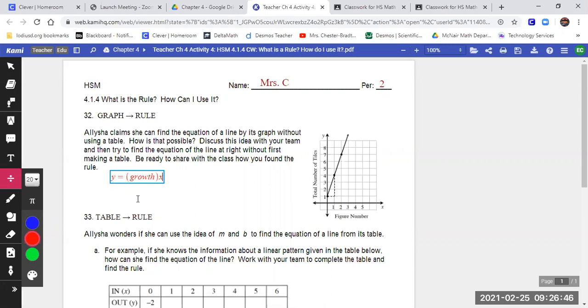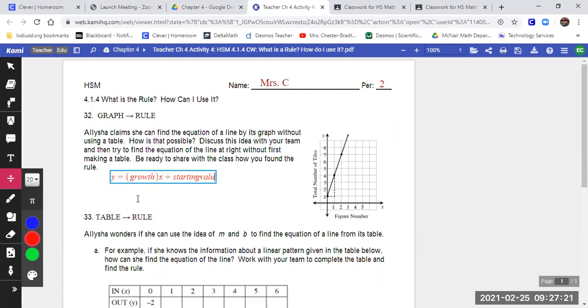Then what do we find? What goes at the end? Plus what? What goes after the growth? The starting value. Yes, thank you.